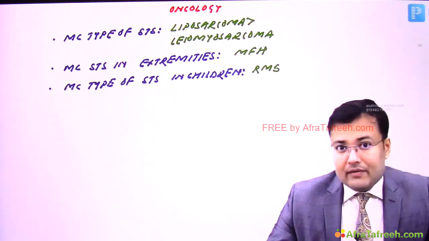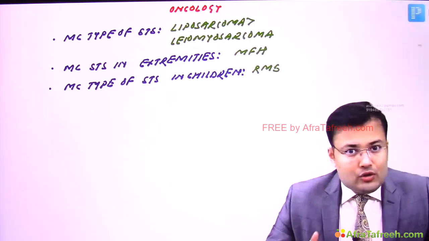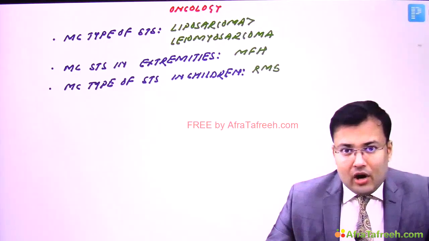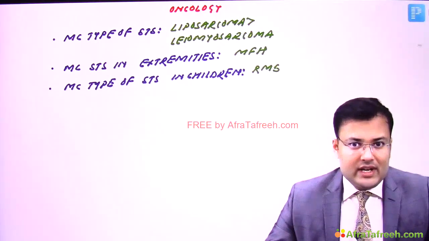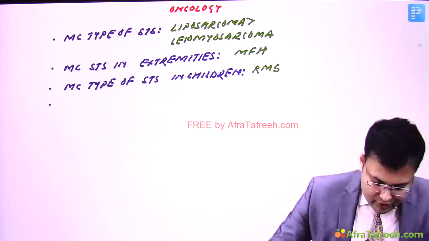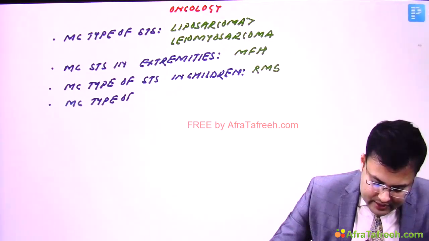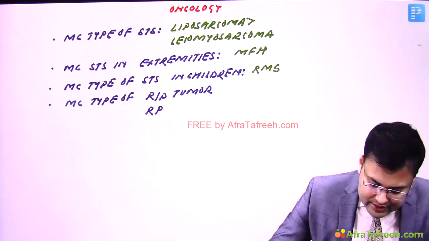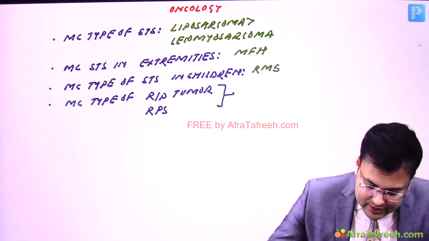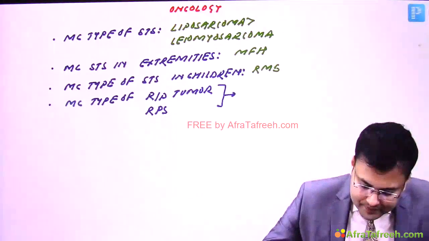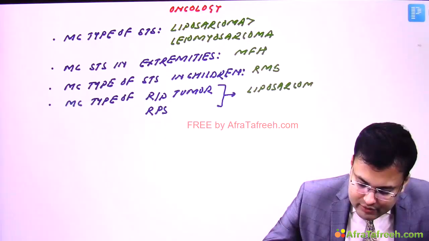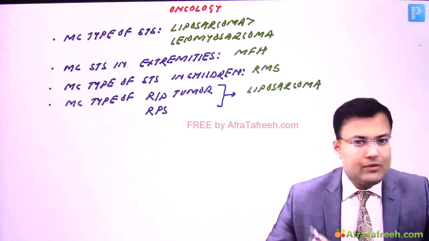Okay, in INI-CET 2020 there was one question: what is the most common type of retroperitoneal sarcoma or retroperitoneal tumor? The most common type of retroperitoneal sarcoma or retroperitoneal tumor is liposarcoma. Clear? And this is what? Liposarcoma. These are one-liner questions related to the types of sarcoma.